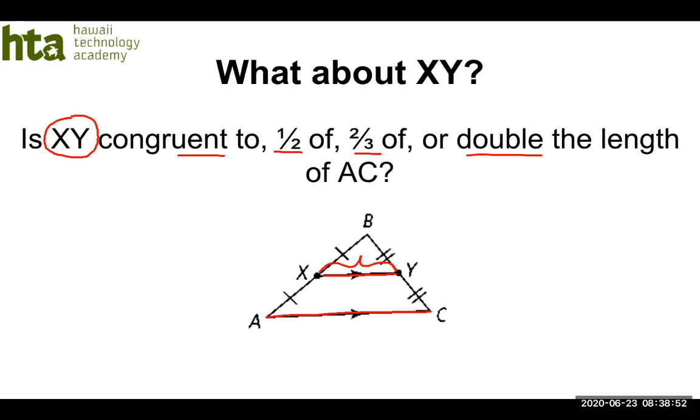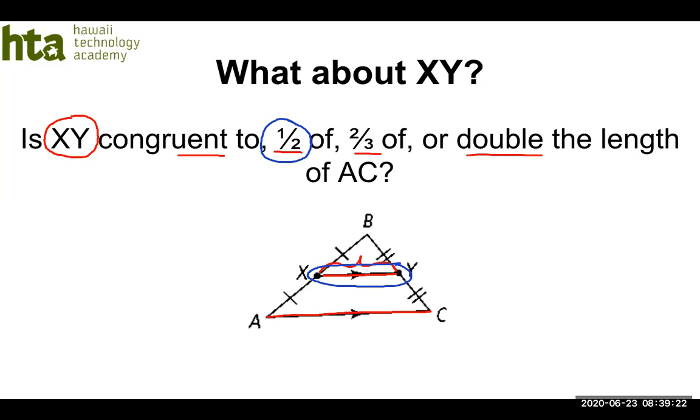There is a relationship between the mid-segment and the side it's parallel to. One of them is half the length of the other. One of them is double the length of the other. The mid-segment is half the length of the AC side, okay? So the reason why we may say double is when we do the algebra, we have to double the mid-segment, okay? But when it's asking you, is XY congruent, half, 2/3, or double the length of AC, we're going to say 1/2 the length, okay?